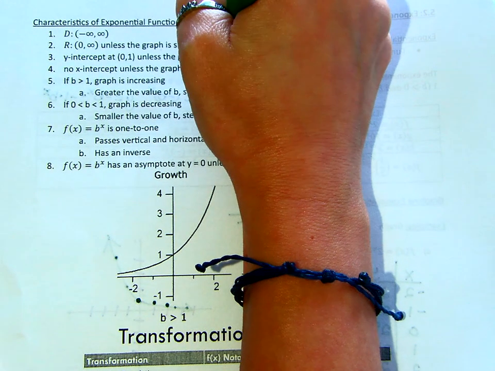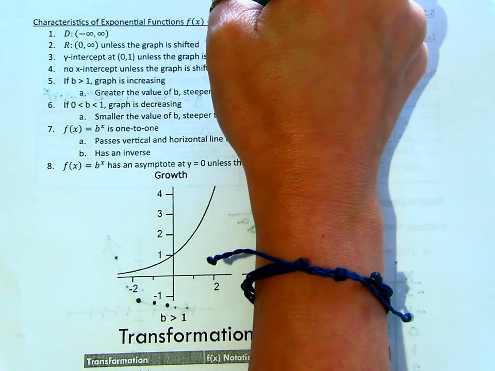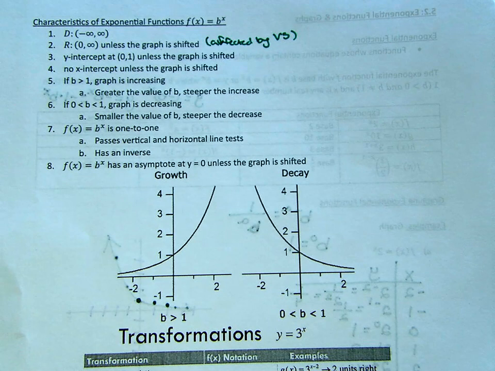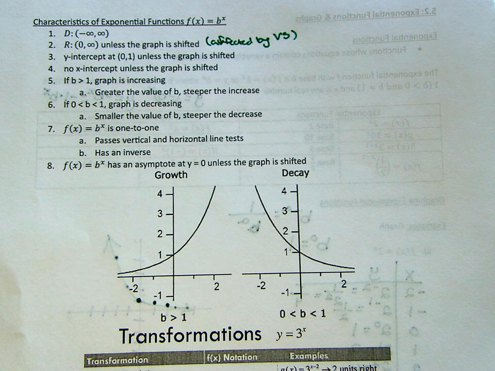Affected by vertical shifts. You don't have to. It's whatever you want. Your y-intercept is always at 0, 1. Again, that's unless we have some shifting going on. And this shifting could be vertical shifting or horizontal shifting. Those will both affect your y-intercept.